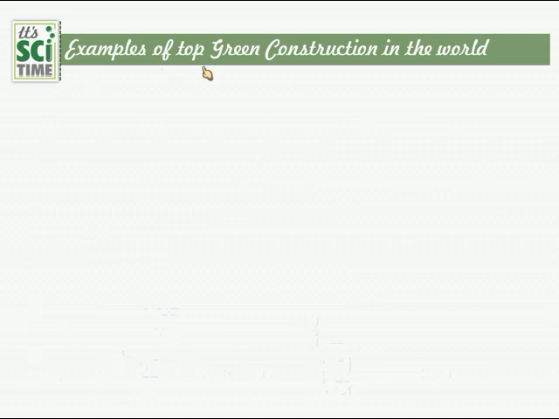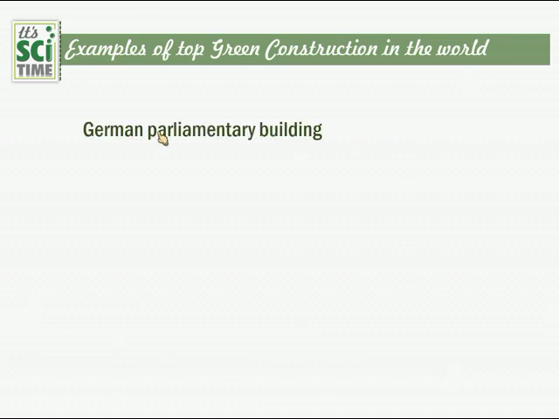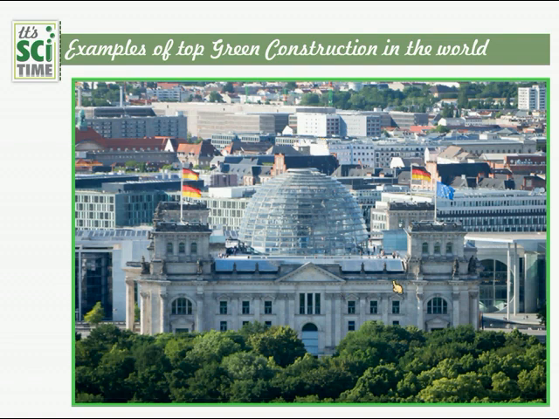And now, examples of the top green constructions in the world. Let's see how different countries have applied this practically. Look at the first one, the German parliamentary building. It is an old building. I will show the building here. Look at this. It's a very old one. But now they have converted it to a very energy efficient one.